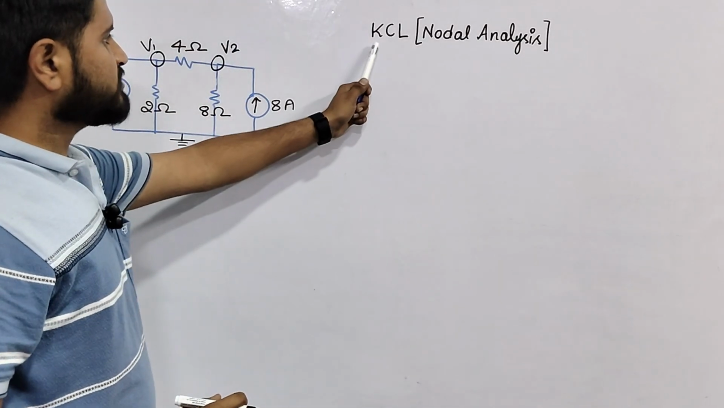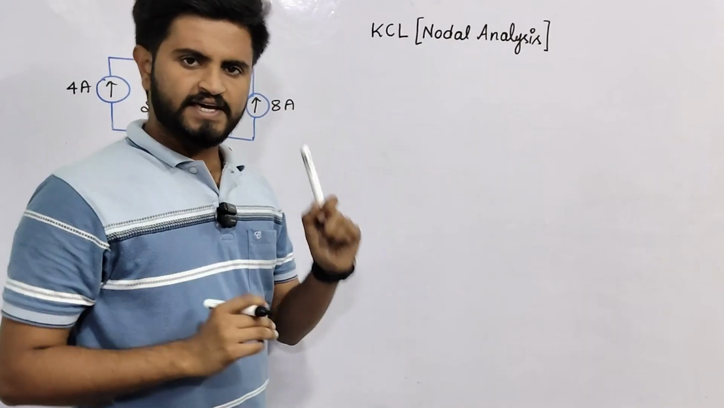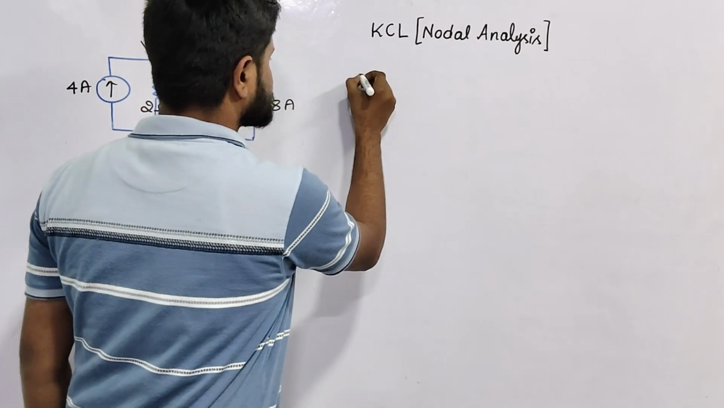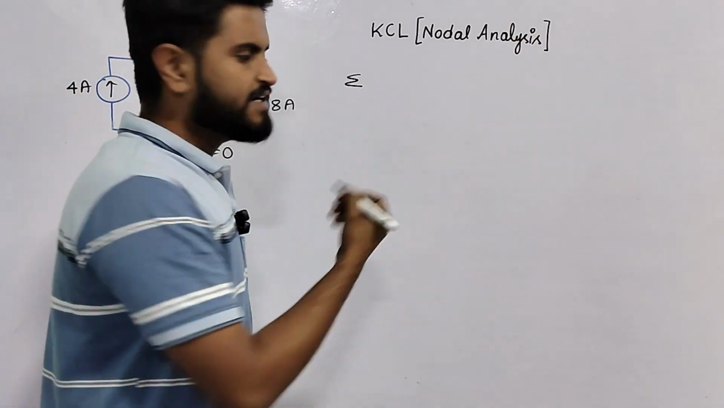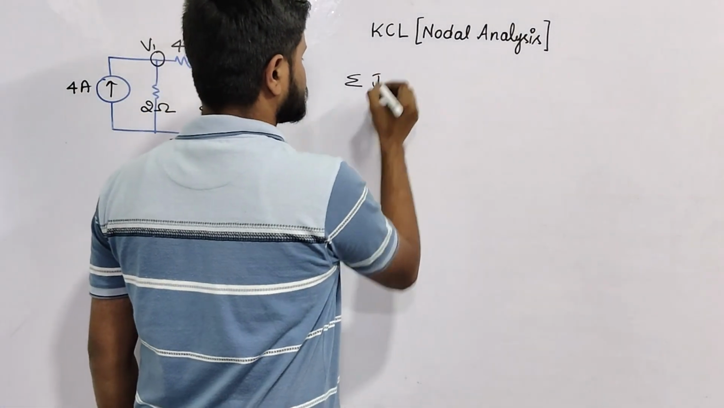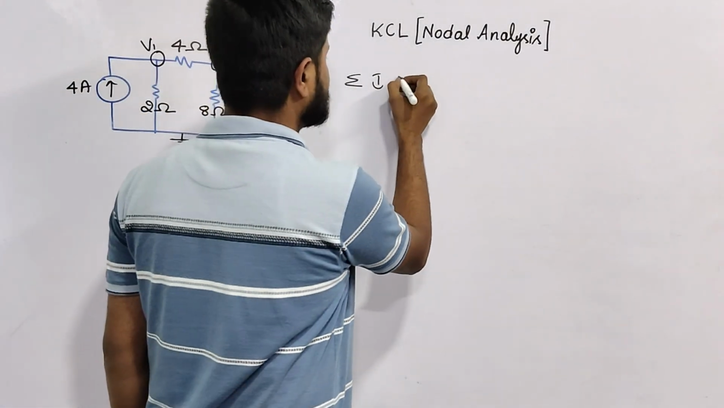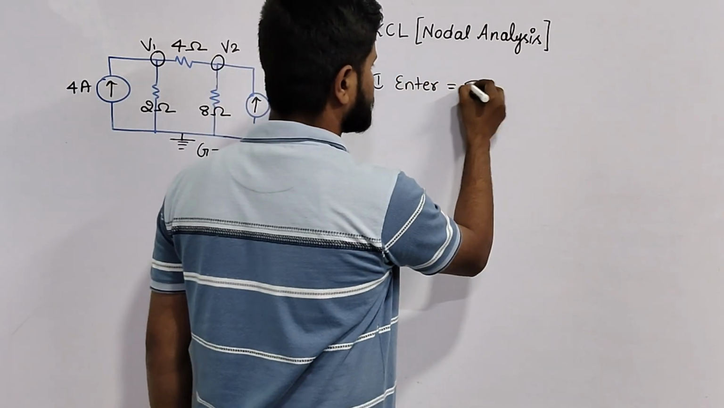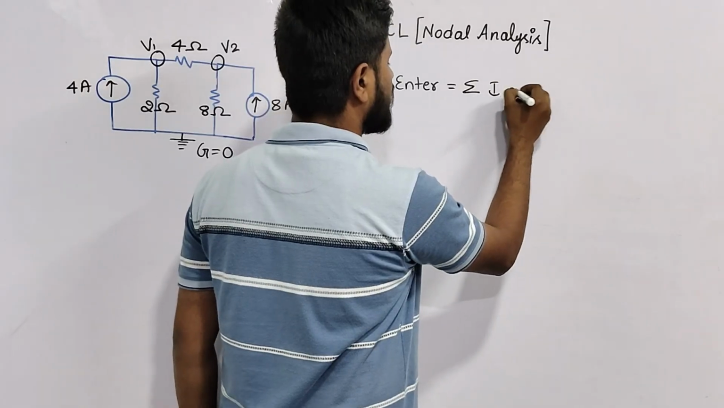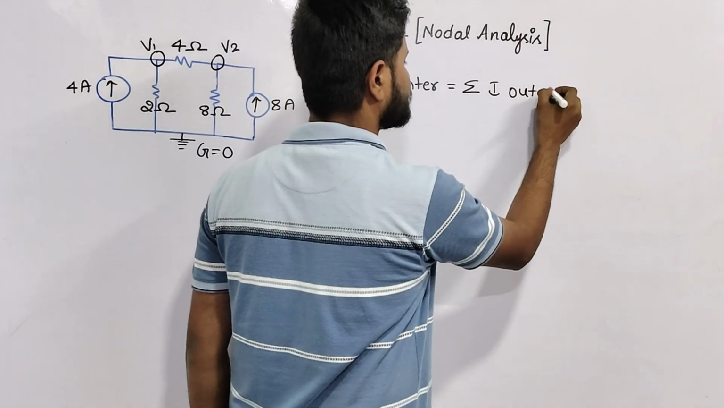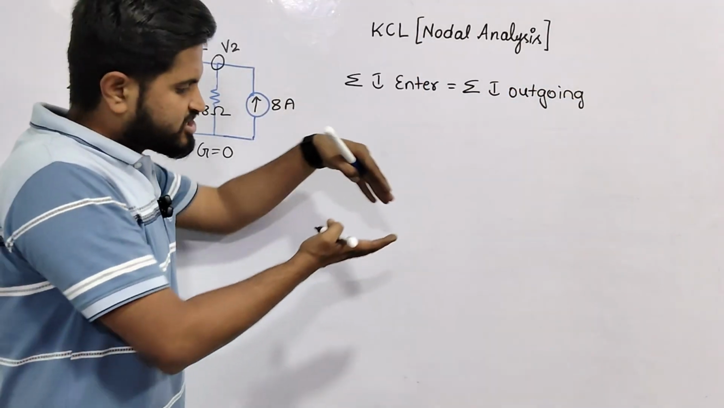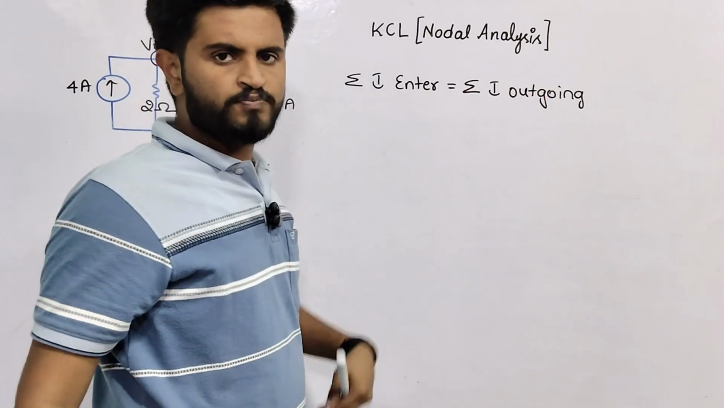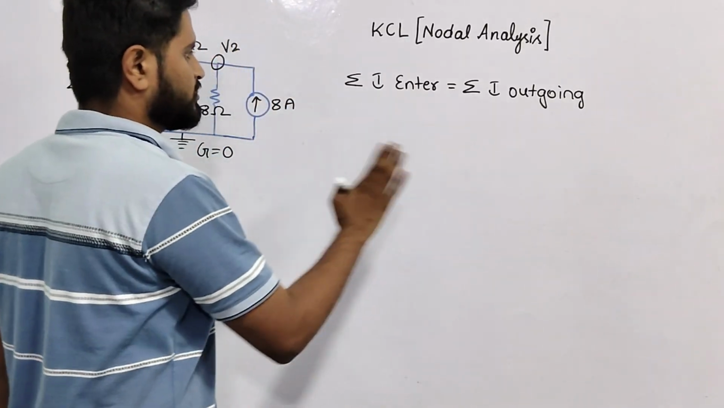Now let's discuss what is KCL. KCL means Kirchhoff current law. What it tells is that the summation of the current entering a node will be equal to the summation of the current outgoing from the node. That is, how much current enters a node, that much current will move outside from the node.